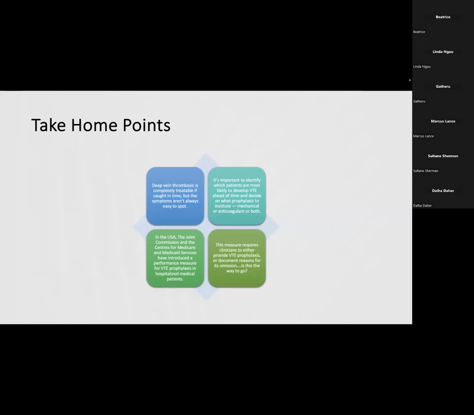In the US, we said that they have introduced a performance measure for VTE prophylaxis in all hospitalized medical patients. This measure requires that clinicians either provide VTE prophylaxis or document reasons for omitting it. Is this the way we should go?